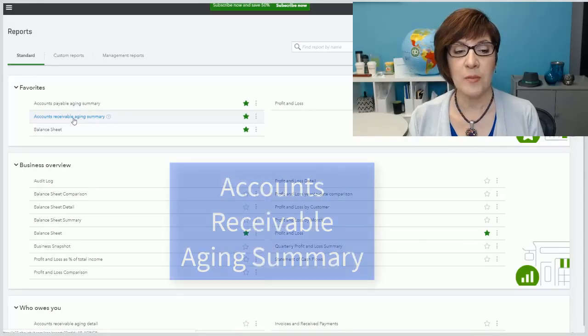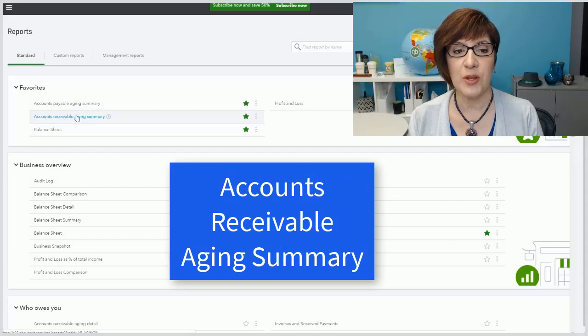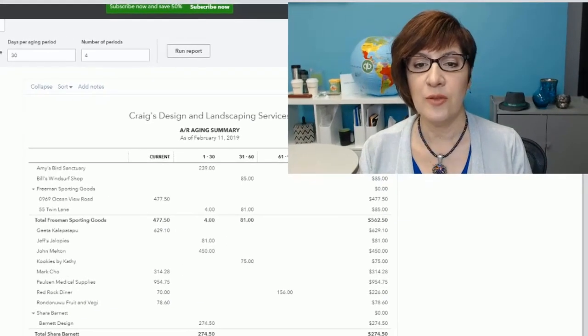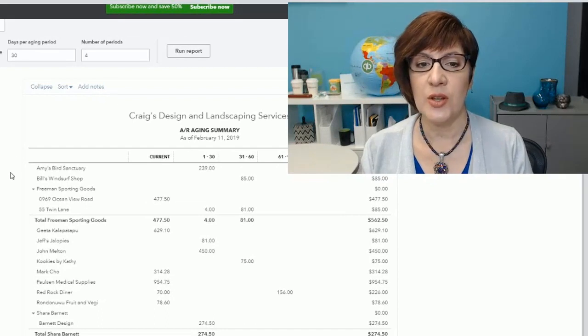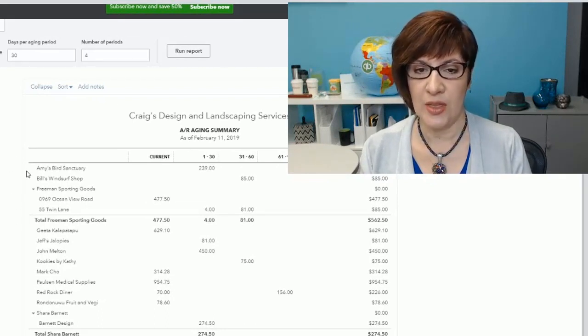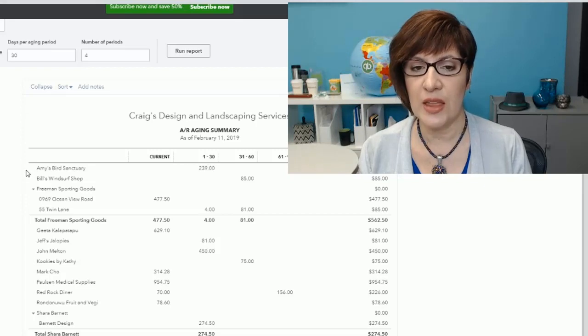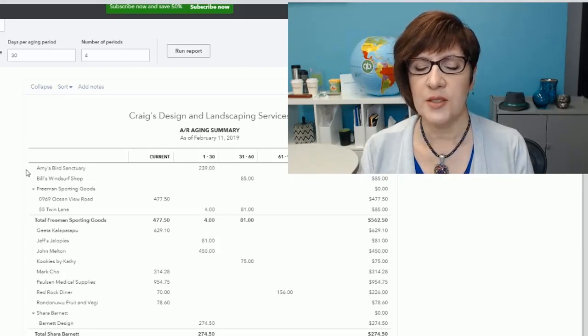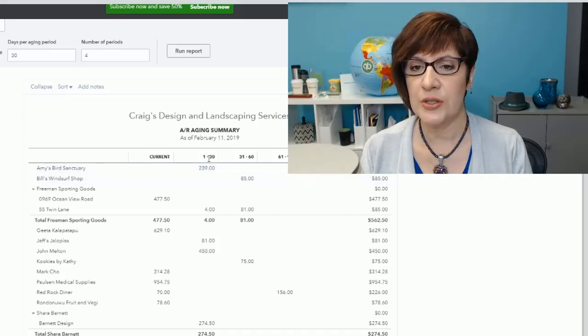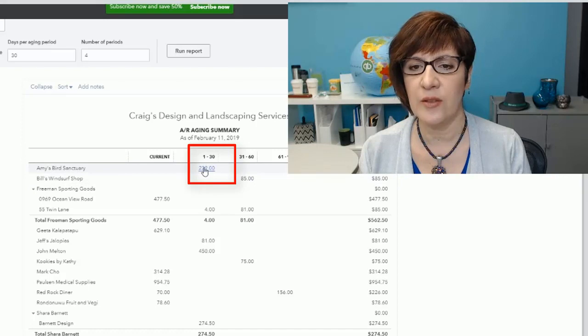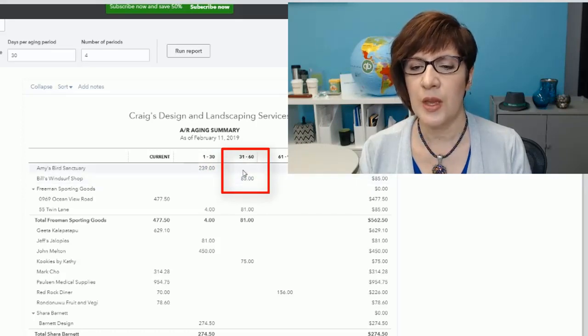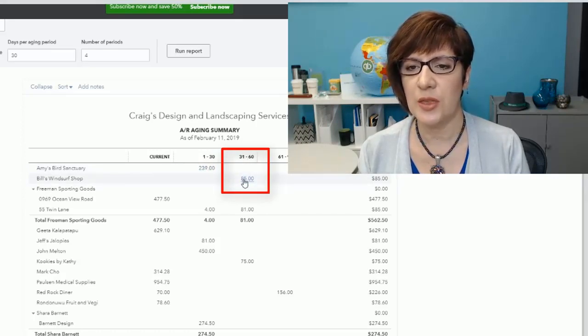The next report I recommend that you look at is the accounts receivable aging summary. If you invoice customers, then you need to keep a very close eye on this report, and I would recommend that you look at this weekly. This is the report showing you what your customers owe you, and then how old those invoices are. So when it says 1 to 30, that means that invoice or those invoices are 1 to 30 days past due. Here, 31 to 60, then that invoice is between 31 and 60 days past due.